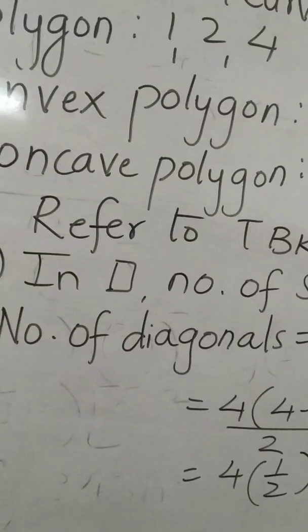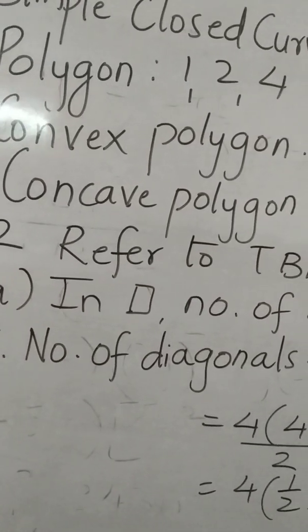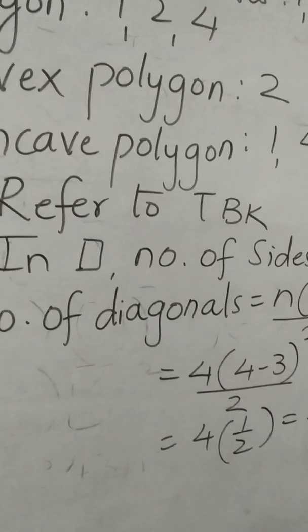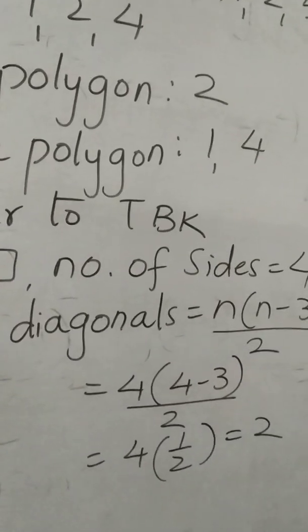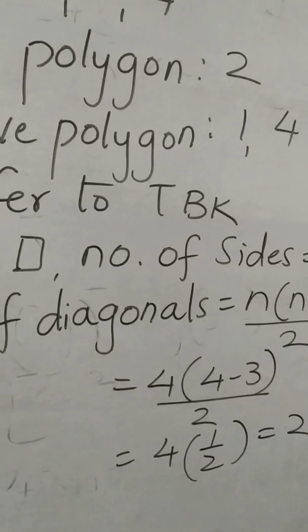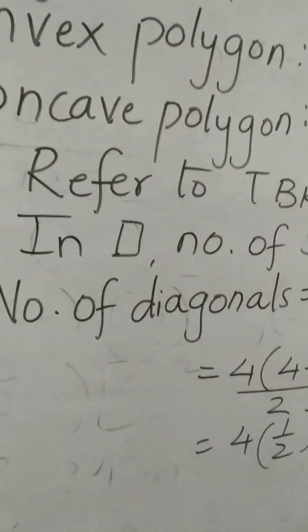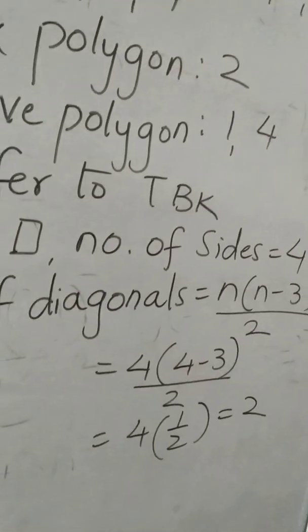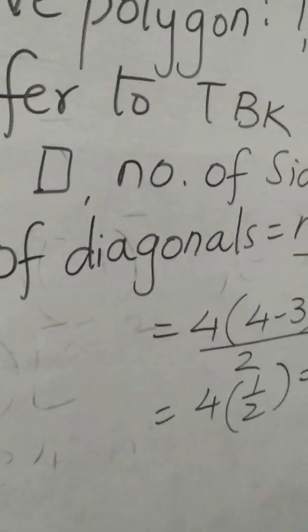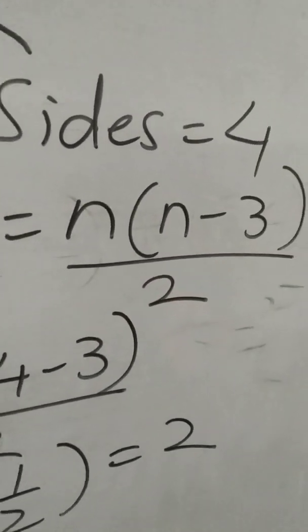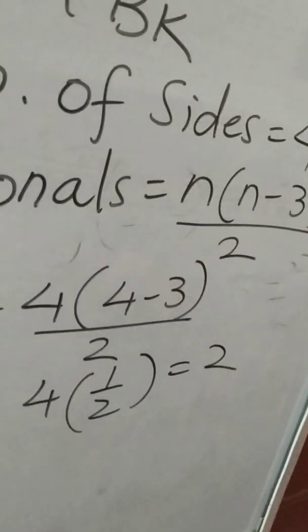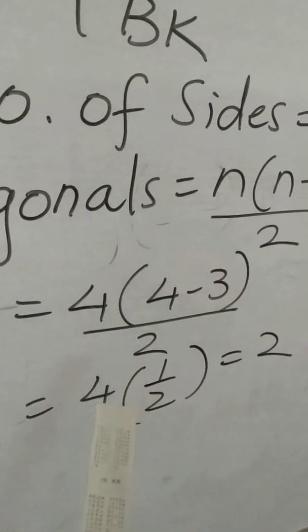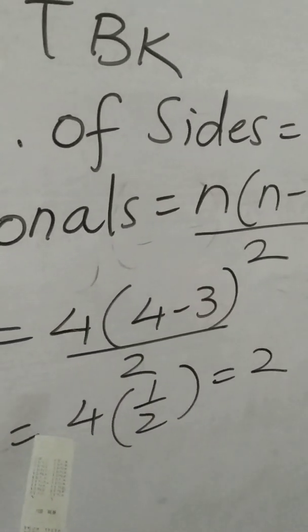Now we go to question number 2, very important. How many diagonals does each of the following have? A convex quadrilateral, a regular hexagon, a triangle. Please refer to your textbook. Now, in a quadrilateral, how many sides are there? 4. Okay, so the formula is number of diagonals equal to n(n minus 3) upon 2. So we get 4(4 minus 3) upon 2, 4 into half, so you get 2.